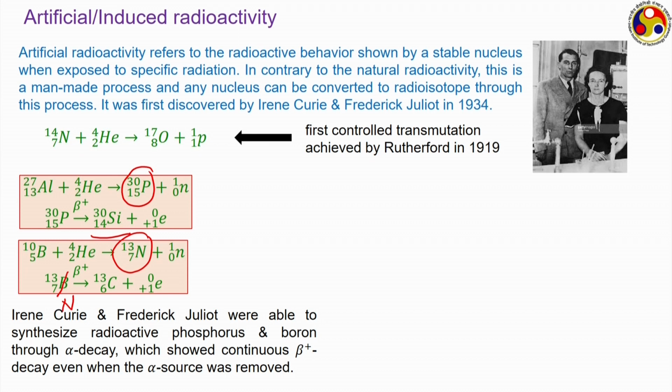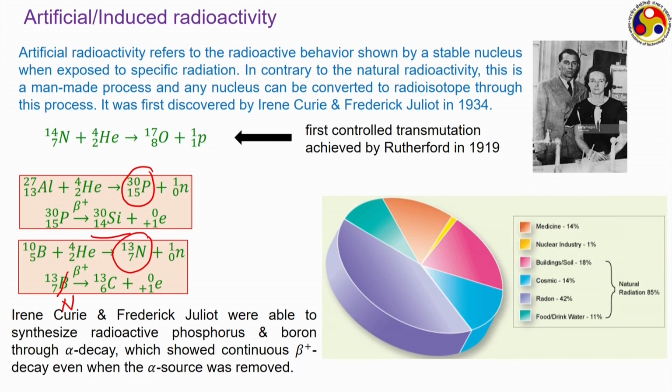This has immense importance not only in the field of nuclear power generation, but in several other fields. Here, a pie chart is shown of the different kinds of radiation that we can experience in nature, where almost 85% comes from natural sources, such as our buildings and soils, which contribute 18%, and the food and drink that we have. Other natural sources include cosmic radiation coming from outer space, and radon.